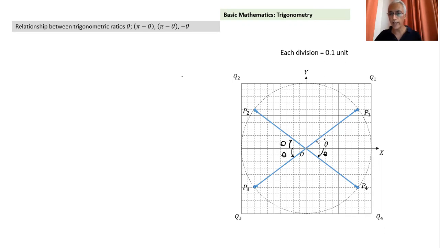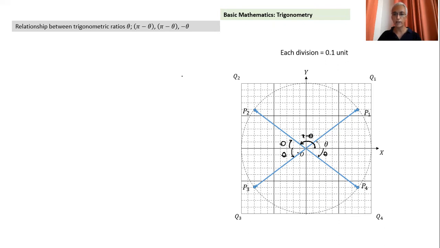So if this angle is theta, what is the angle line OP2 makes with the positive x-axis? How do you find the angle? See, for the angle of a line, what is the convention we are using? We measure the angle starting from the positive x-axis, and we rotate in the anti-clockwise sense. So it is like this. We draw the angle like this. So this is the angle for point P2, and this angle will be equal to 180 minus theta, or in terms of pi, this angle will be equal to pi minus theta.